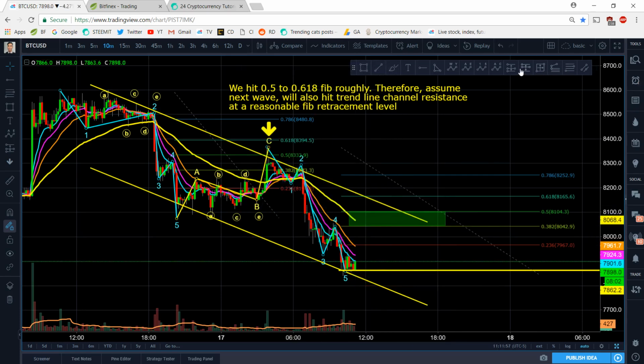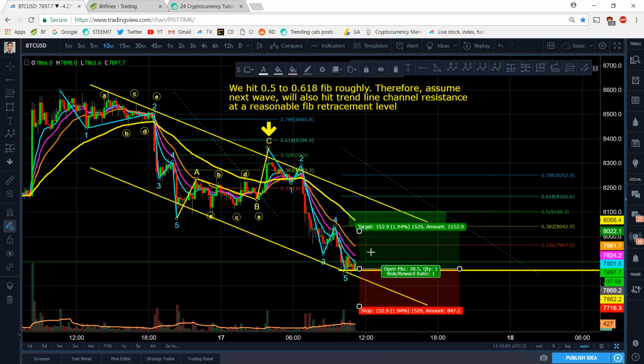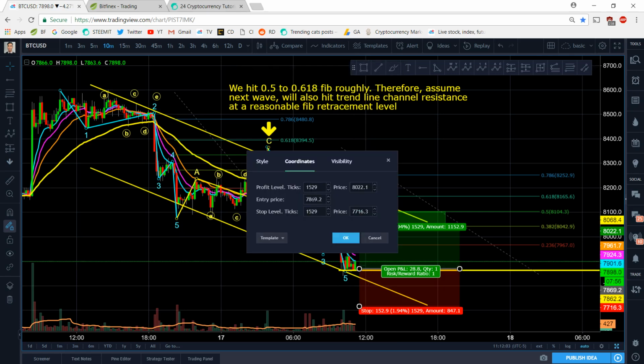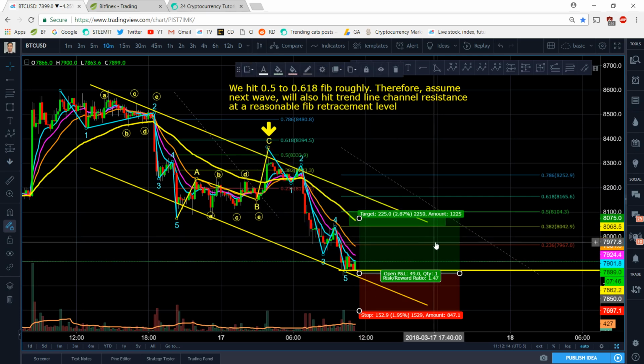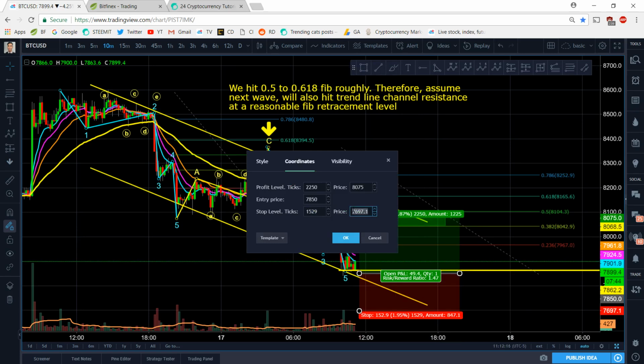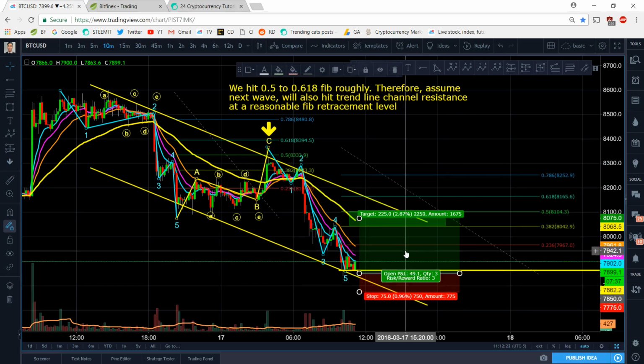Oh, that deleted by accident. Okay. We'll enter around 78.50. We'll target roughly 80.75. We will stop loss at 77.75. Okay, we've got a risk to reward ratio there.